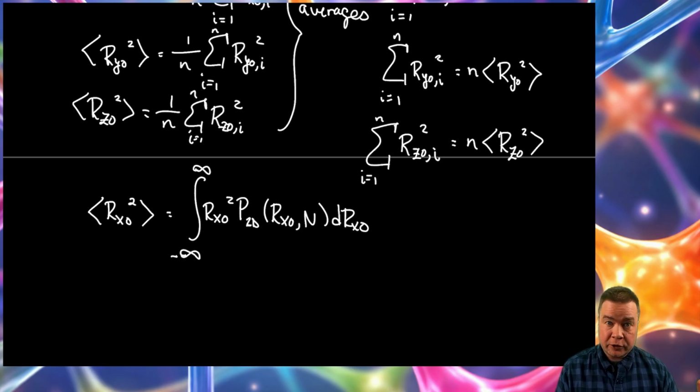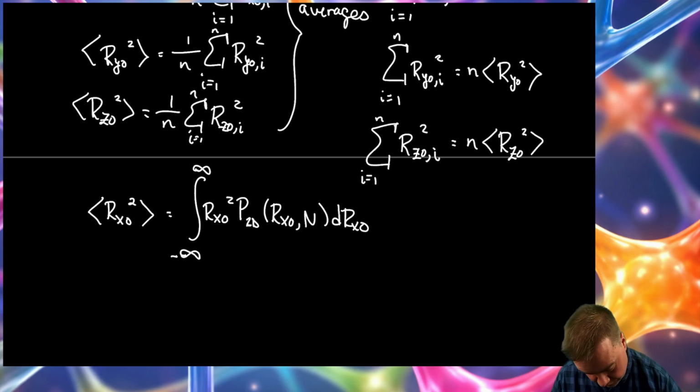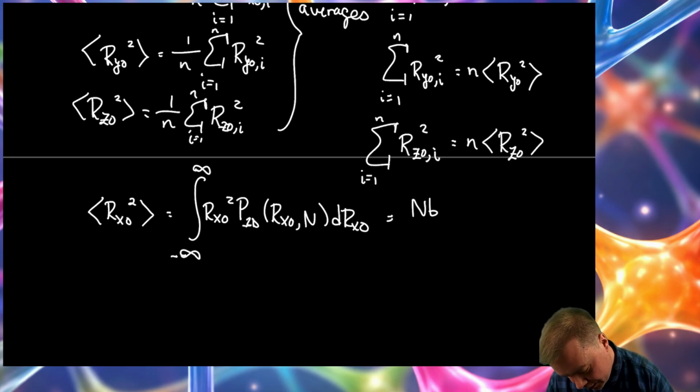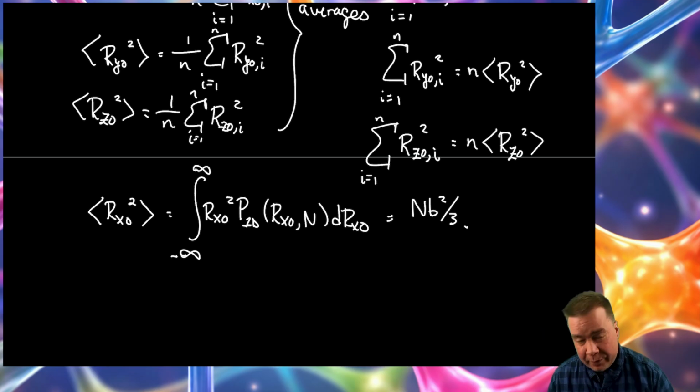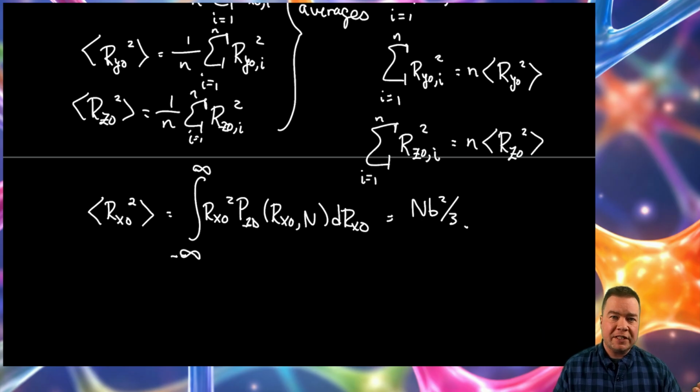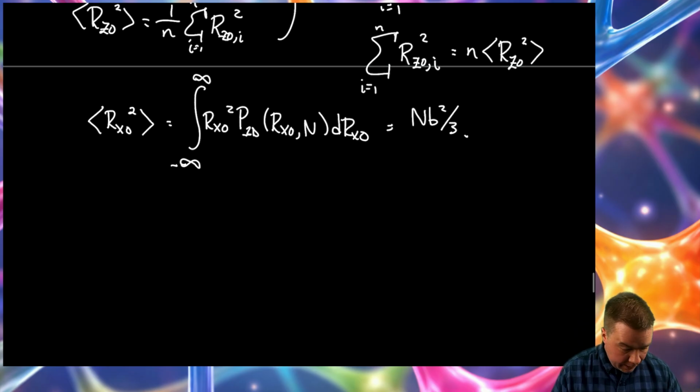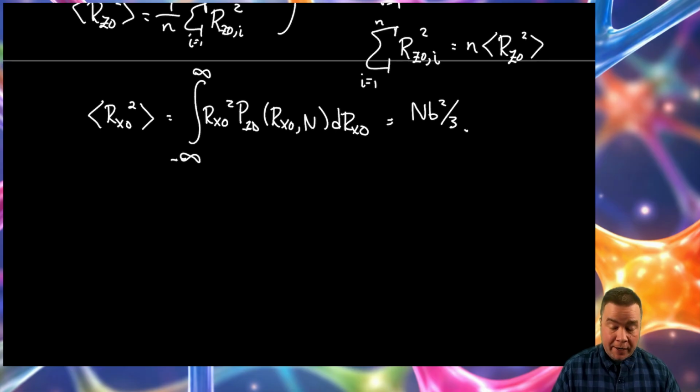We put the thing in there that we're interested in. We multiply it by the probability function. Again, this is in one dimension. And on the homework, you saw that this was equal to nb squared over 3. Because the chain's isotropic, this is 1/3 of its value. And so with all of this, this allows us to simplify our expression.